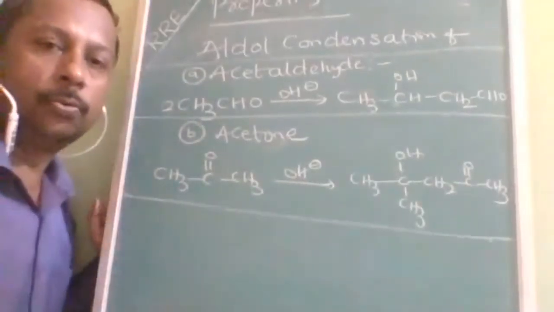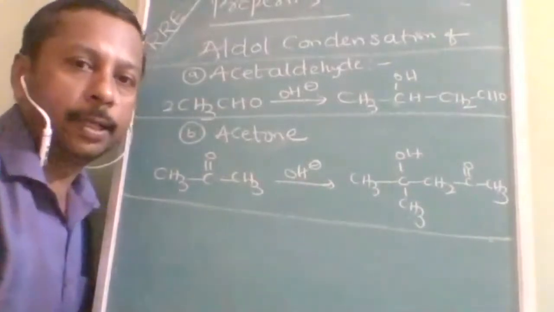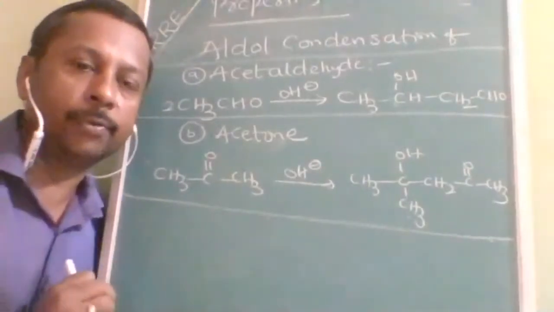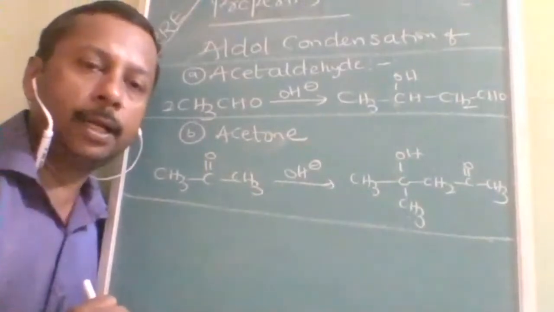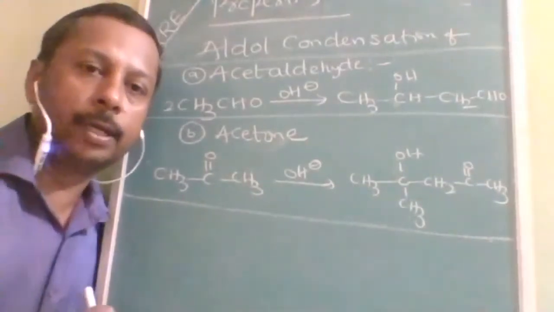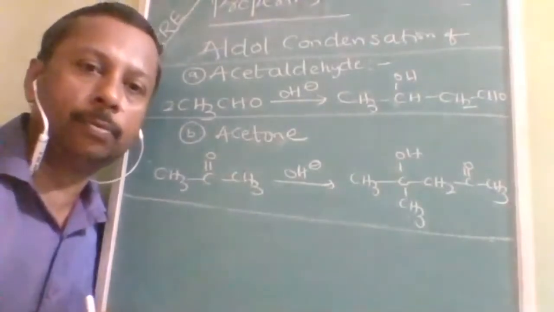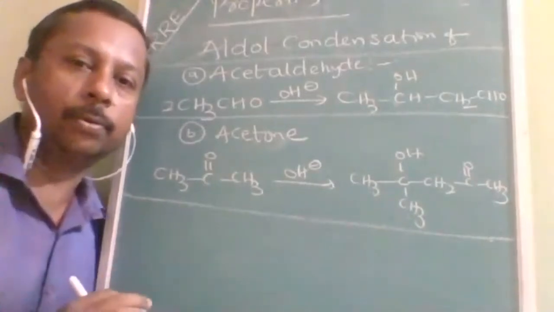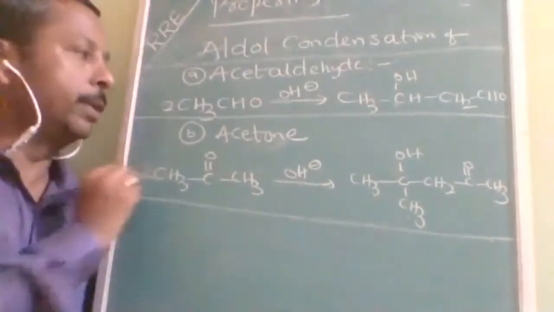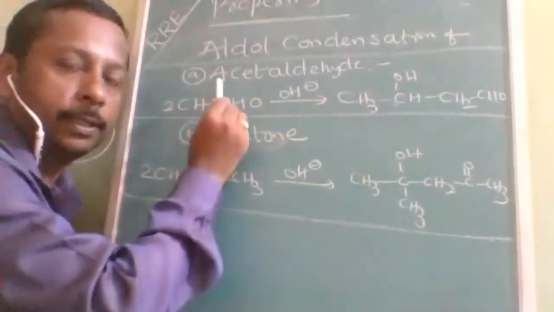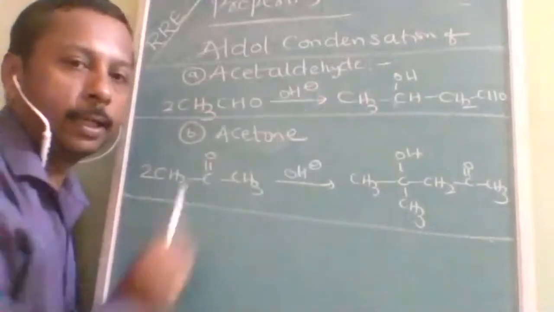These are the two major and most commonly asked examples of aldol condensation. First I am going to take simple aldol condensation. Simple aldol condensation is condensation of 2 moles of aldehyde or ketone of the same molecule. Both moles must be the same. First I am taking the example of simple aldol condensation of acetaldehyde.